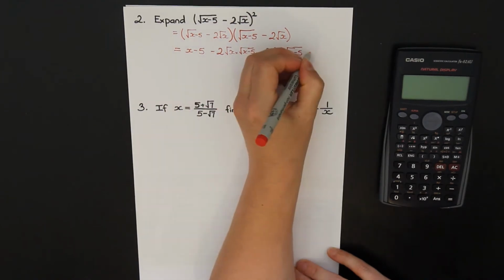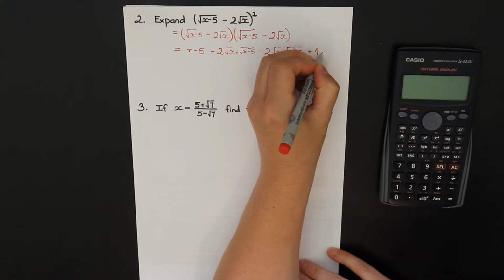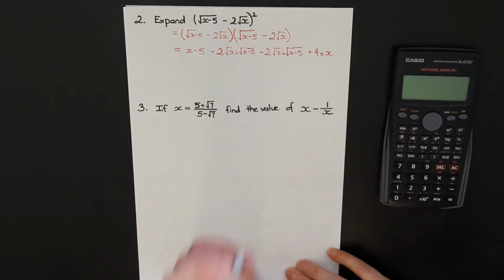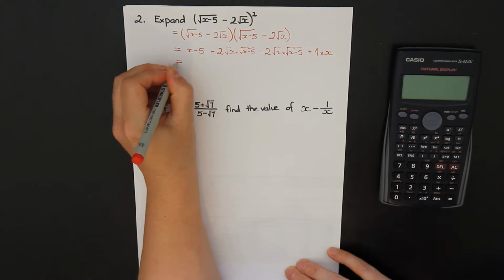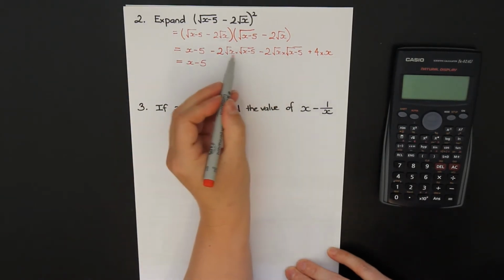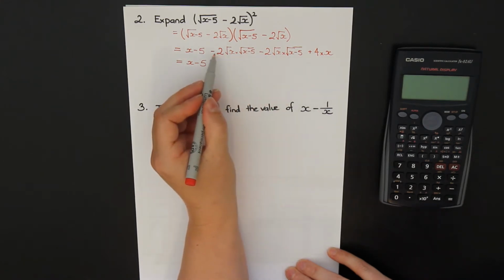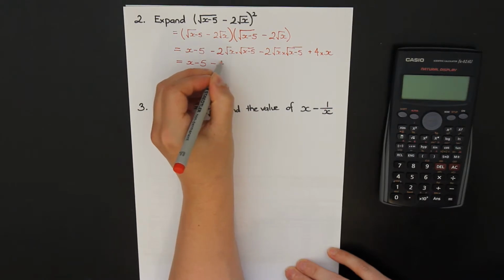Minus 2 times minus 2 is a positive 4. Square root x times square root x, the square root disappears and I just have the x. So I have an x minus 5. These two surds here are actually like surds, so I'm going to collect them. Minus 2 and another minus 2 makes a minus 4.